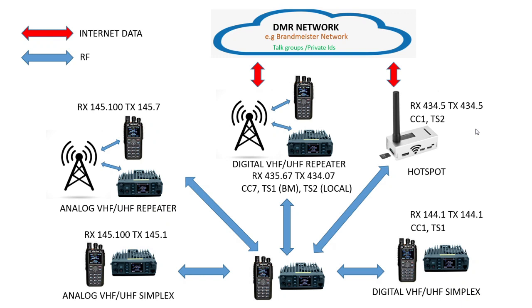The next part we are going to see is communication to the hotspot. Now, let's say your city does not have a digital repeater. For example, my city does not have a digital repeater. So I have to use a personal hotspot to get to the DMR network. So let's define a talk group.